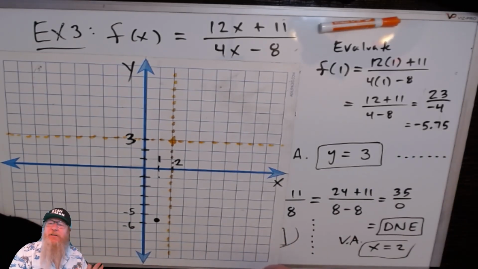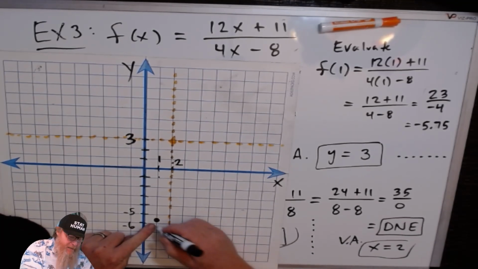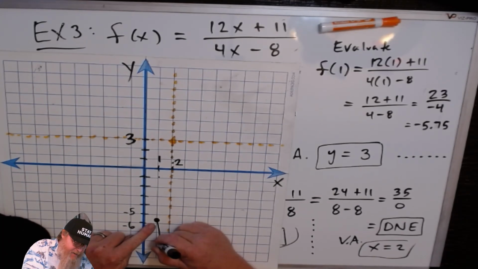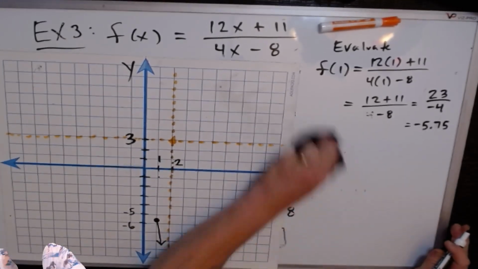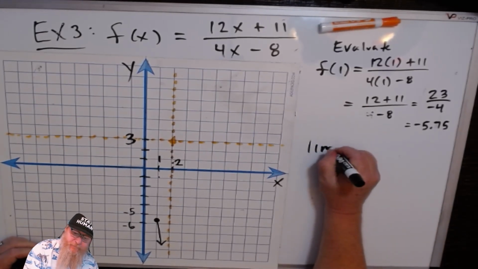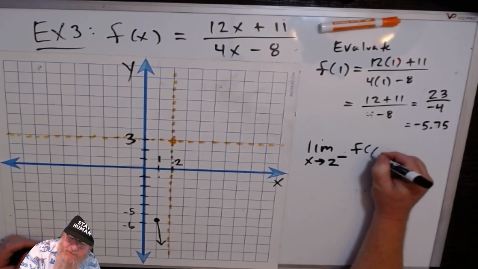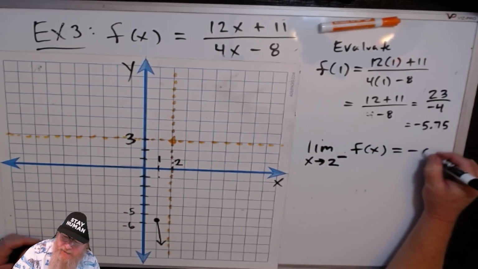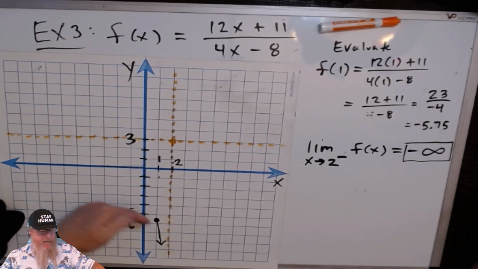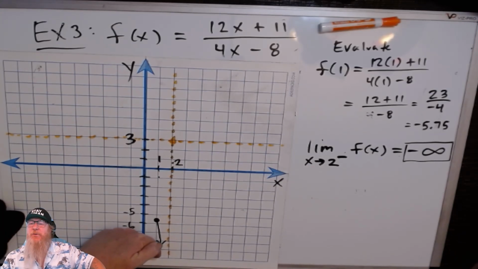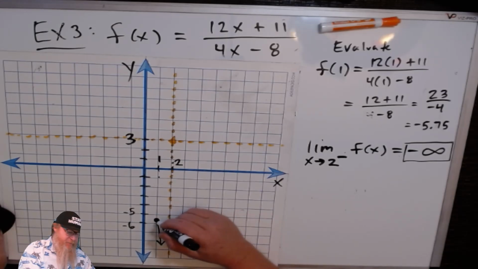But this actually tells you something interesting about the graph. There's an asymptote, and the point is negative, and I called this a sample point. It tells you that the limit as x approaches 2 from the left is negative infinity. So it's telling me that the graph is going down towards negative infinity. I'm just going to kind of fake it.